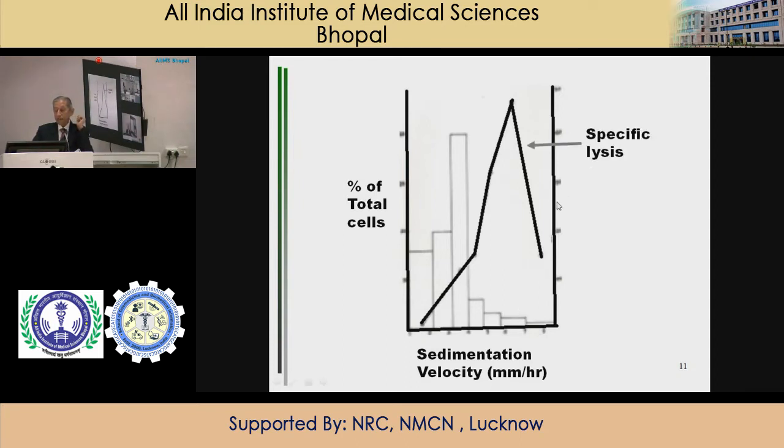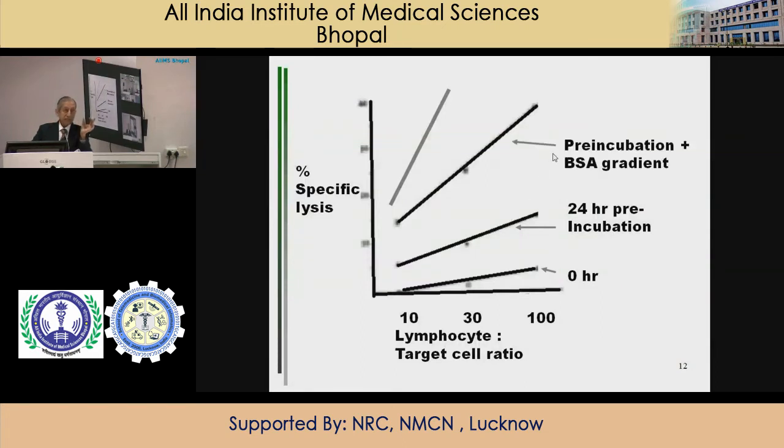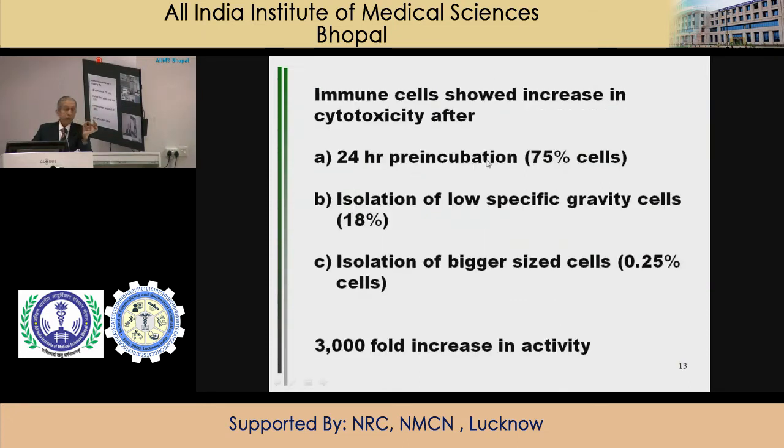For example, we take the activity at 0 hour, with lymphocytes taken from the animal as such. You give the pre-incubation for 24 hours, and activity is increased. With pre-incubation plus BSA gradient, where a particular size is selected, the activity will be highly increased. So actually the active population can be separated at 3,000 times more. The 24-hour pre-incubation will reduce the total number of cells to 75; that is, if you put in 100 cells, it will become 75.